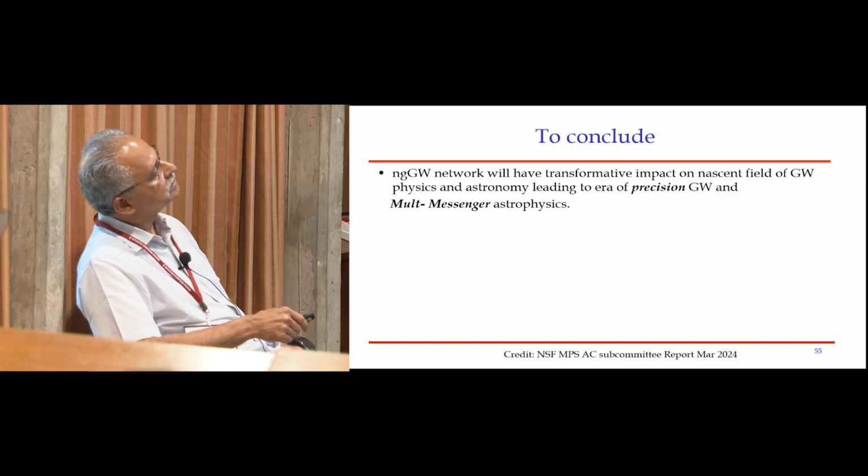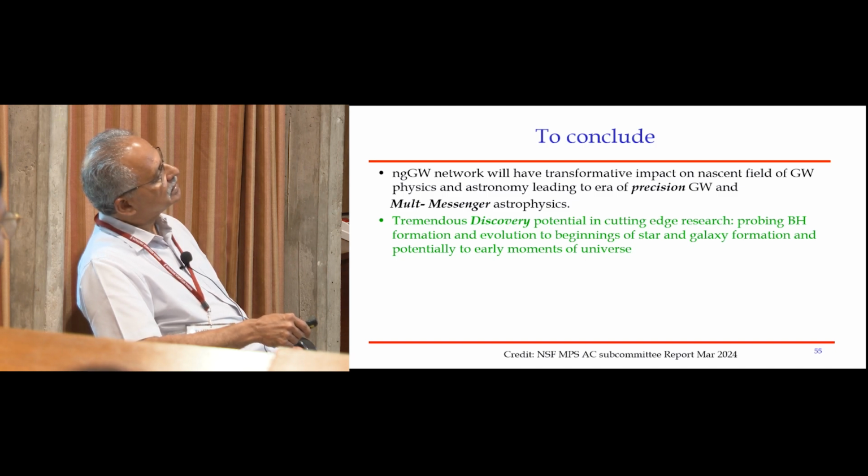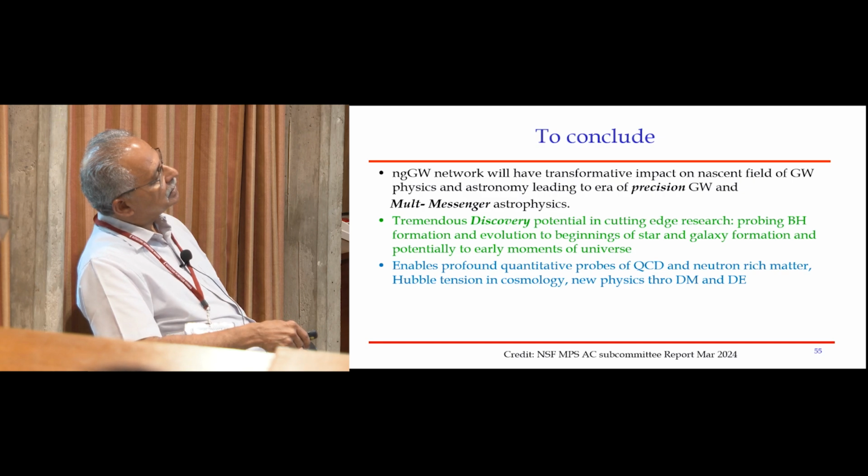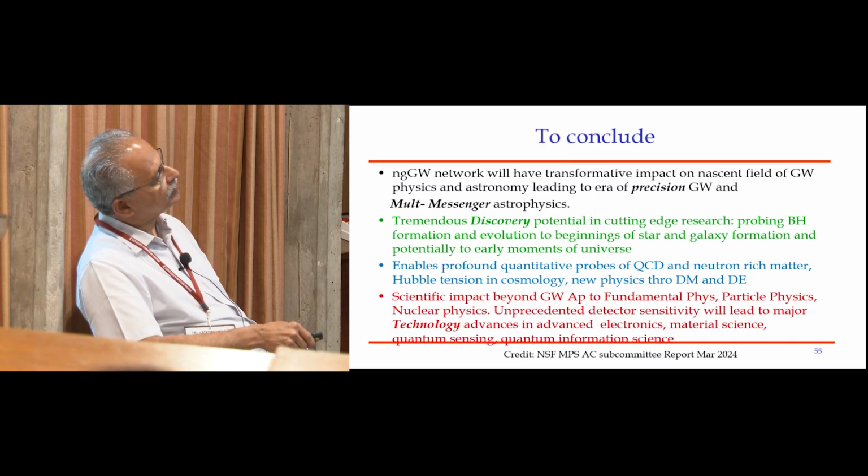In my last concluding section, the next generation network will have a transformative impact on the field of gravitational wave physics and astronomy, because it will lead to precision gravitational wave science and multi-messenger astrophysics. There is tremendous discovery potential because there will be cutting edge technology. We will be able to say something about how stars and galaxies form, how we will observe the early moments of the universe, and instead of being only about astronomy, we will say something about the fundamental physics of QCD, neutron star matter, the Hubble tension in cosmology, and the nature of dark matter and dark energy. So the impact is much beyond gravitational wave astrophysics.